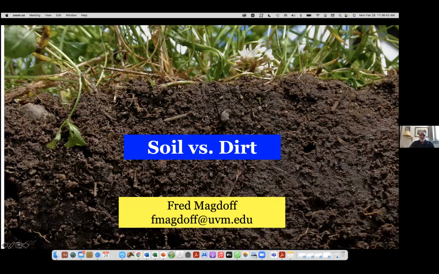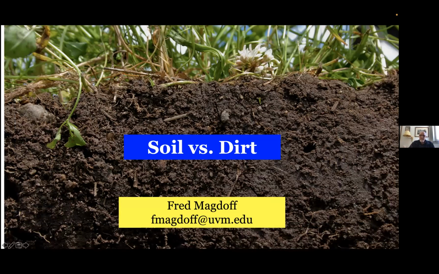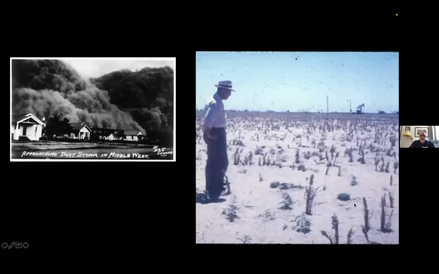I've been asked to talk about soil versus dirt. Let me get rid of dirt pretty quickly, because that's not terribly interesting to me anyway. I'll come back to this photograph in a minute. Dirt is basically particle material that's out of place. It's someplace that you don't want it. Say you dragged it into the house on your shoes, or dust that settles in the house.